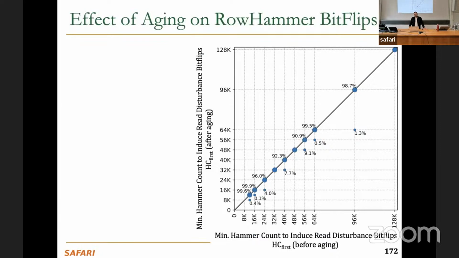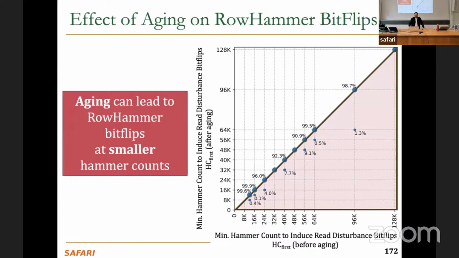So one thing to mention on top of all these is the effect of aging on RowHammer bit flips, which we do not know. So this is an ongoing problem. Nobody knows the effect of aging on RowHammer bit flips. So we urgently need to do more characterization works to understand how DRAM aging affects RowHammer bit flips. We have some preliminary data that we published in the paper that I mentioned last, where aging can lead to RowHammer bit flips occurring at smaller hammer counts.